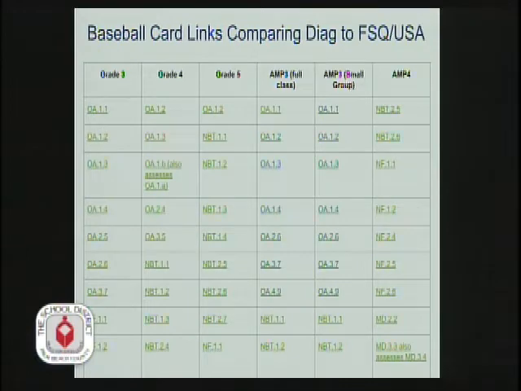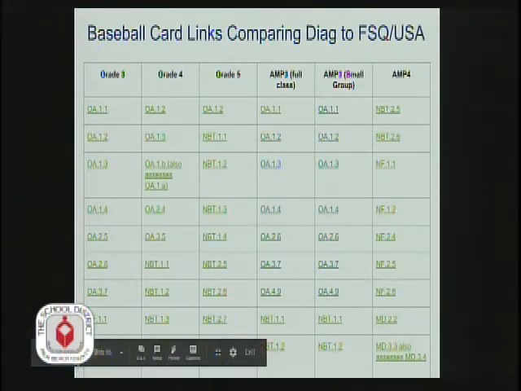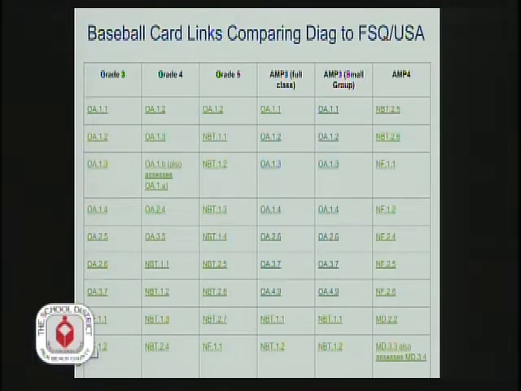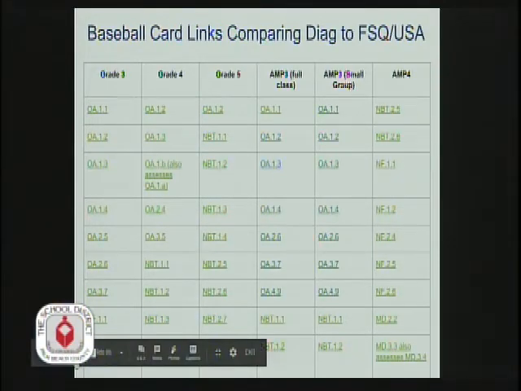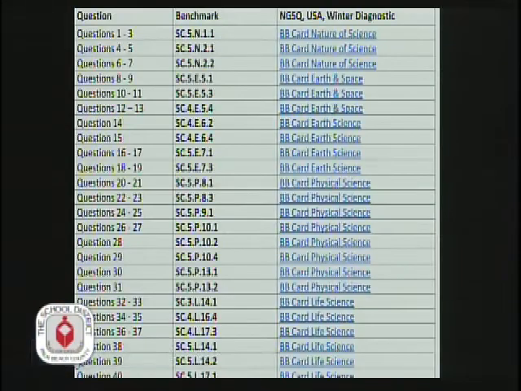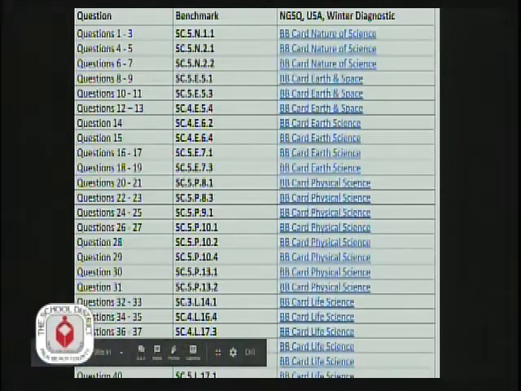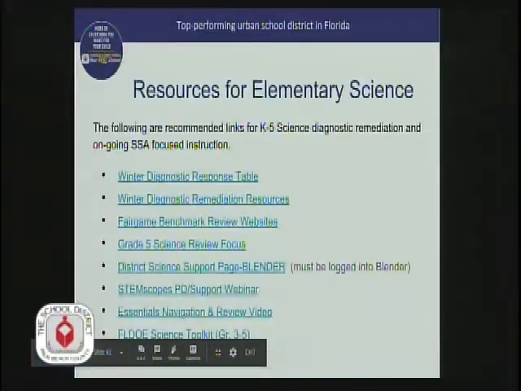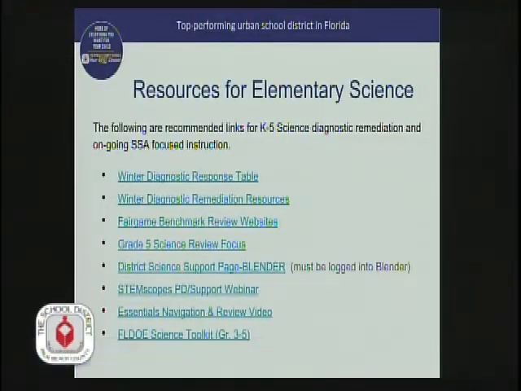There are multiple sheets. There's just one of them. Connects to all the standards taught prior to diagnostic. And then you have separated out by grade level and again by AMP, because that's slightly different. And then for science, all your baseball card data. And then all of your resources hyperlinked.